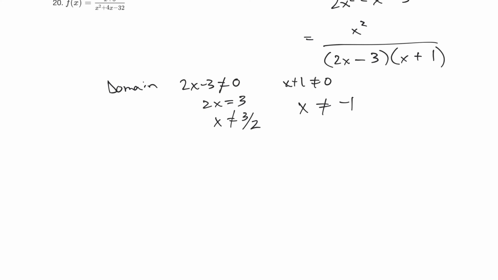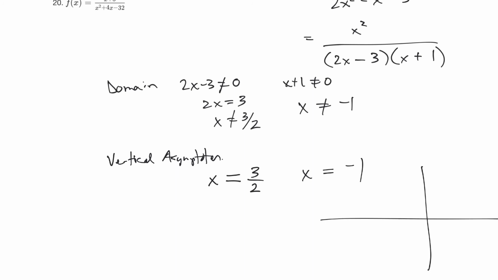If I want to specify what are the vertical asymptotes, they are the same thing except equal to. So the vertical asymptotes then are x is equal to 3 over 2 and x is equal to negative 1. In other words, on the graph at negative 1, that point right there, and positive 3 halves, right about there, there will be vertical lines that the graph cannot pass through. So the graph might come close to that line, but it can't touch it.